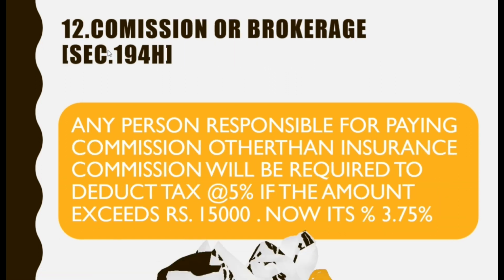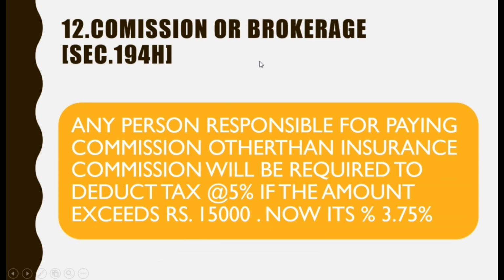Then come to the next point, commission or brokerage. Commission is paid for selling or buying a property, or brokerage is paid to a broker for purchasing a property or a new home or something like that. According to section 194H, if the amount of commission or brokerage exceeds rupees 15,000, the person is liable for 3.75% as TDS.